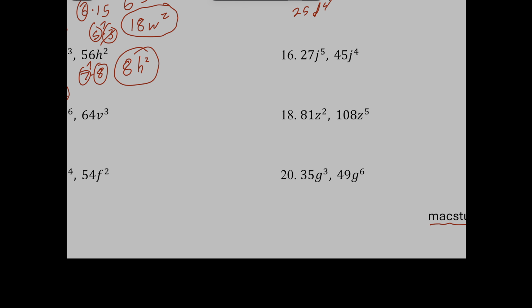Well, 27 won't go in the 45, and half of 27 doesn't work because it's odd. So what's 27 divided by 3? 9. Will 9 go in the 45? It will, so that's a 9j to the 4th.